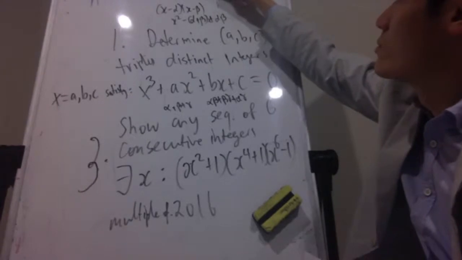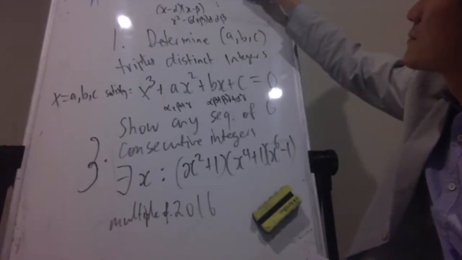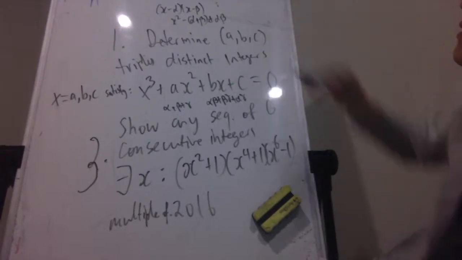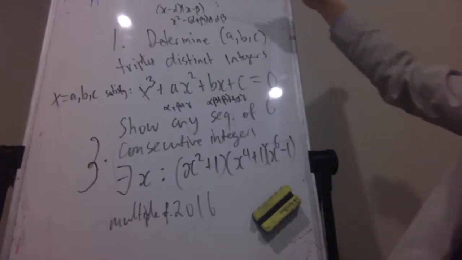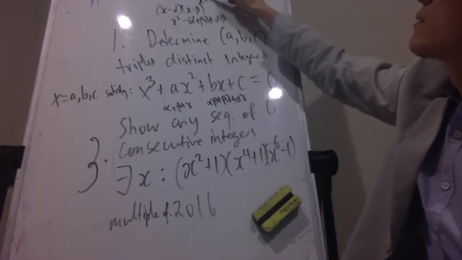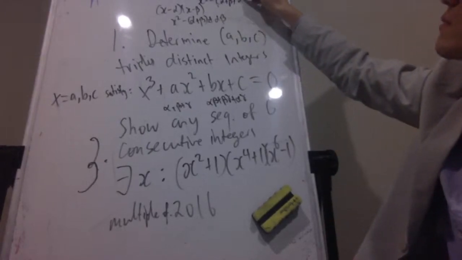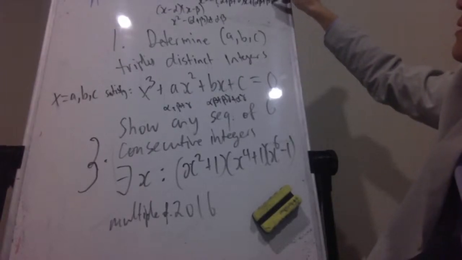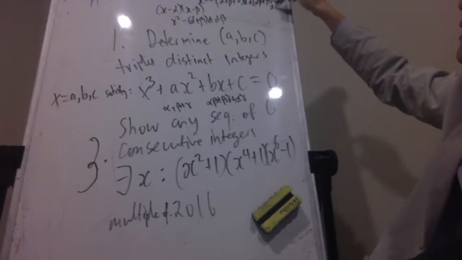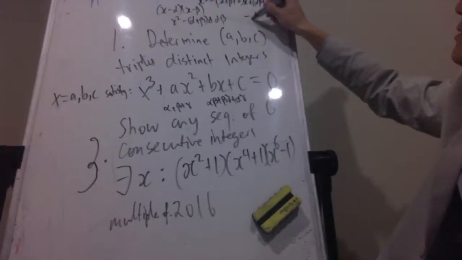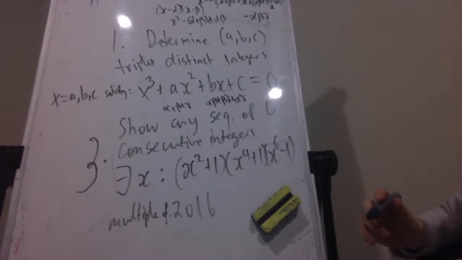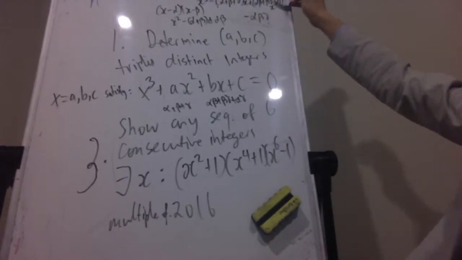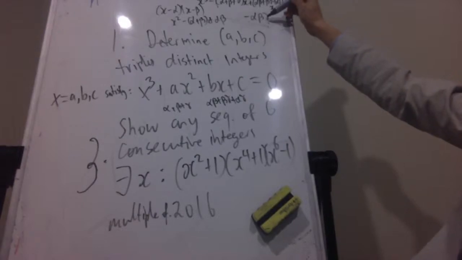You know, like if you have a cubic, x minus alpha, x minus beta, x minus gamma, and you expand it, right? You get x cubed minus (alpha plus beta plus gamma) x squared plus (alpha beta plus beta gamma plus alpha gamma) x minus alpha beta gamma. So this is always the negative of the sum, this is the two at a time, and this is the product.